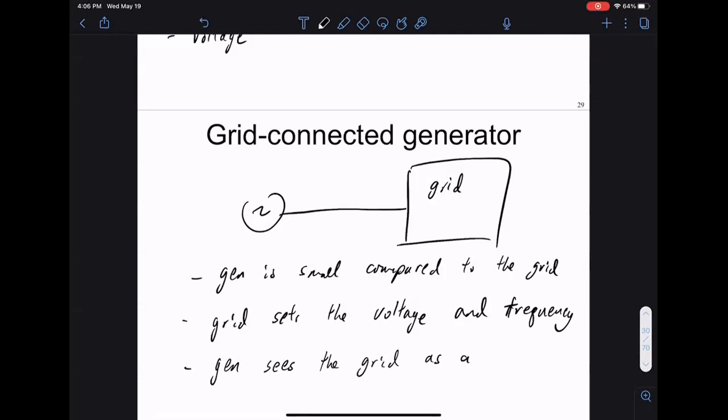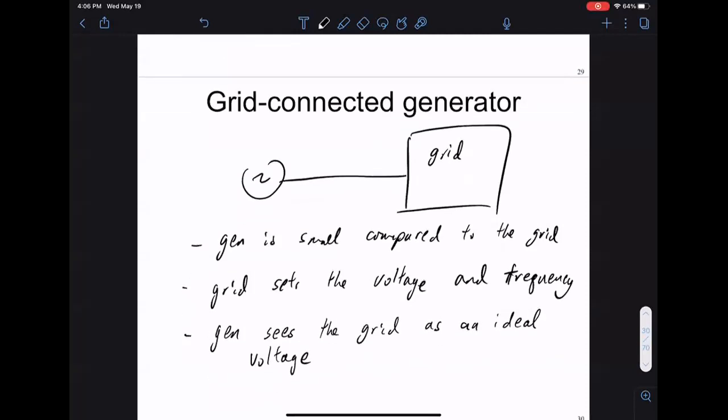So what the generator sees is the grid as an ideal voltage. The grid just appears to be something at a fixed voltage and a fixed frequency, and your job is to work with that fixed voltage. This is what the grid is called: an infinite bus.